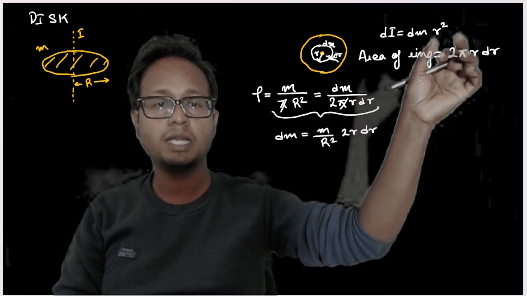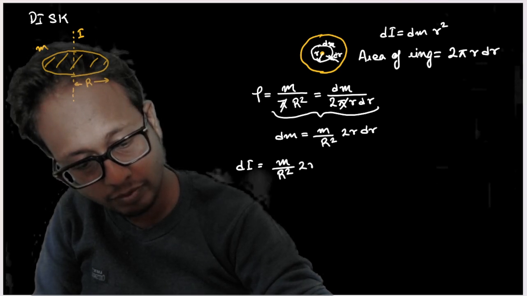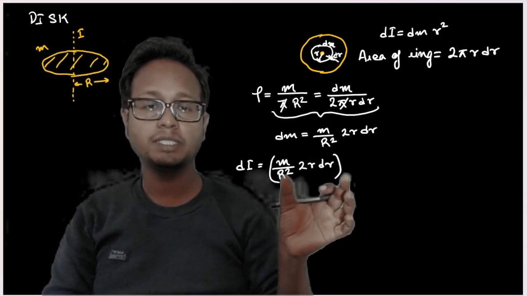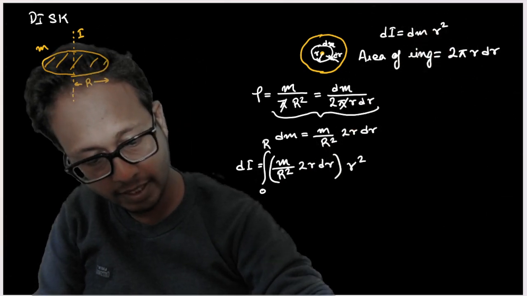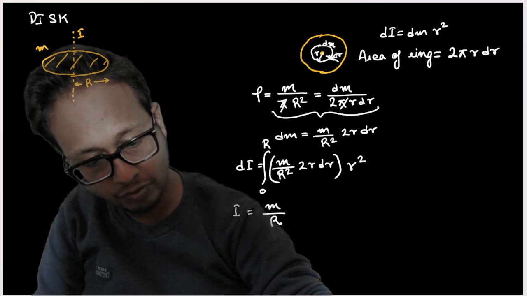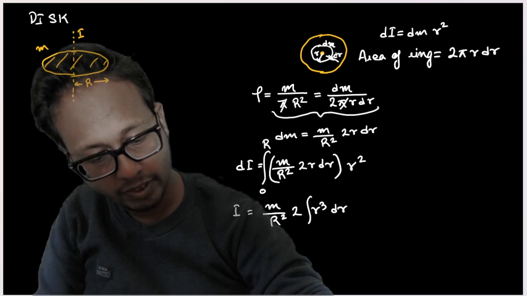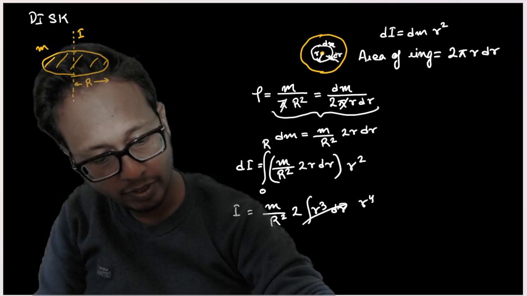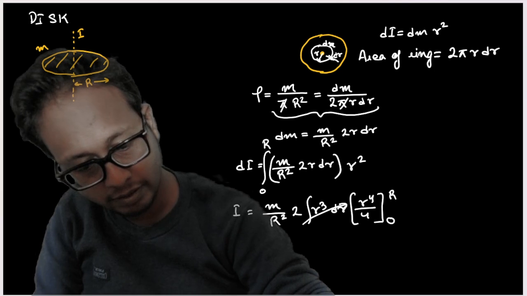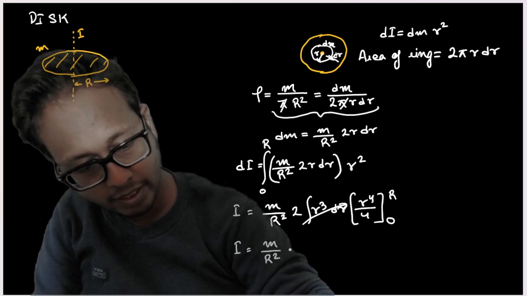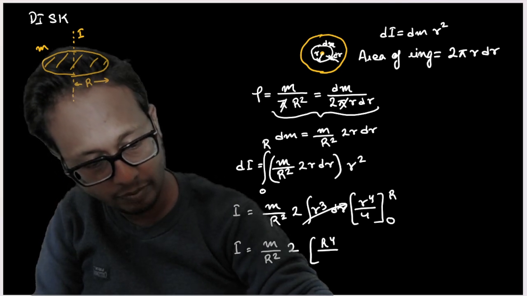Now applying this elemental mass, dm is m by r square into 2r dr. This is the dm that I have written here, multiplied by r square, and I have to integrate this from 0 to capital R. So the total moment of inertia is m by r square into 2 into r cube dr. The integration of r cube dr is r to the power 4 by 4, with limits from 0 to capital R. So the moment of inertia is m by r square into 2 into r to the power 4 minus 0 to the power 4 by 4, which is nothing but r to the power 4 by 4.